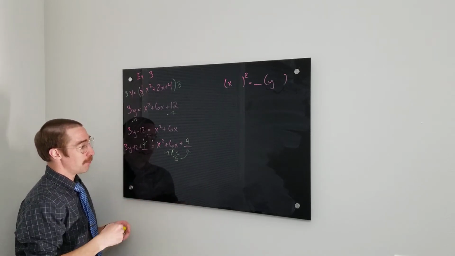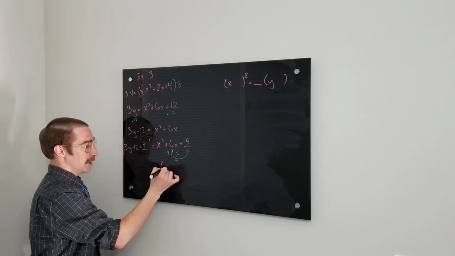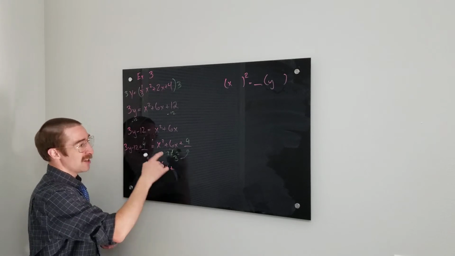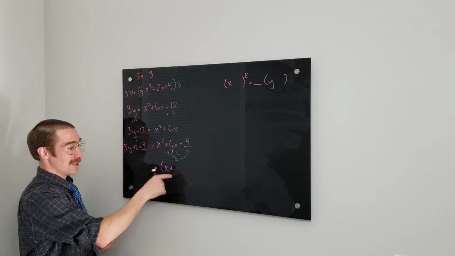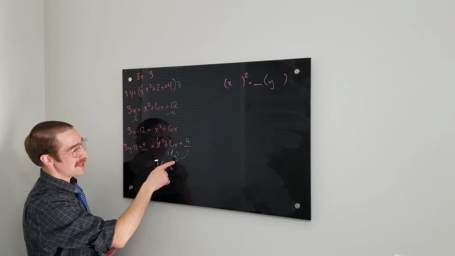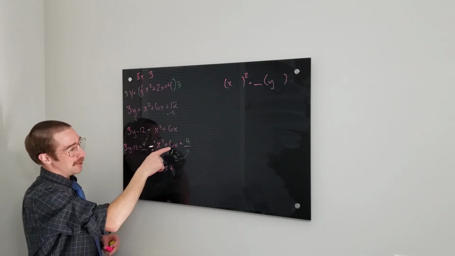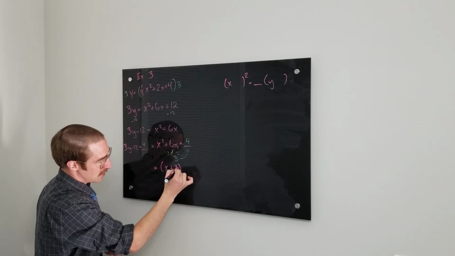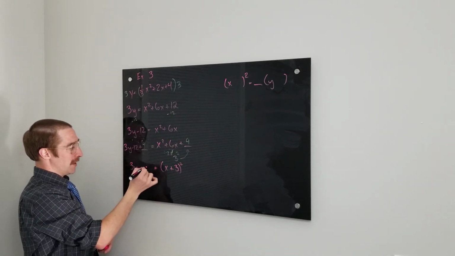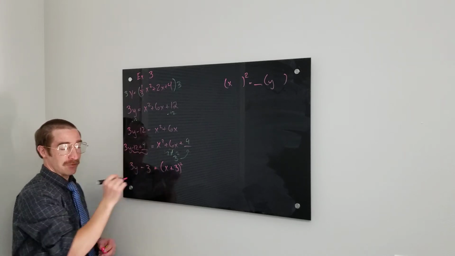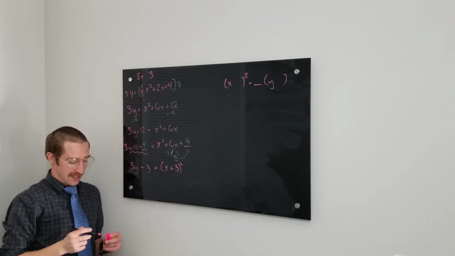If you do this properly, every time it'll turn out to be x plus or minus. If this was a minus sign, that would be a minus sign. That's a plus sign, so it's a plus sign. It's always going to be half of the b value, so x plus 3 squared. And then here I have 3y minus 3, because negative 12 plus 9 is negative 3.